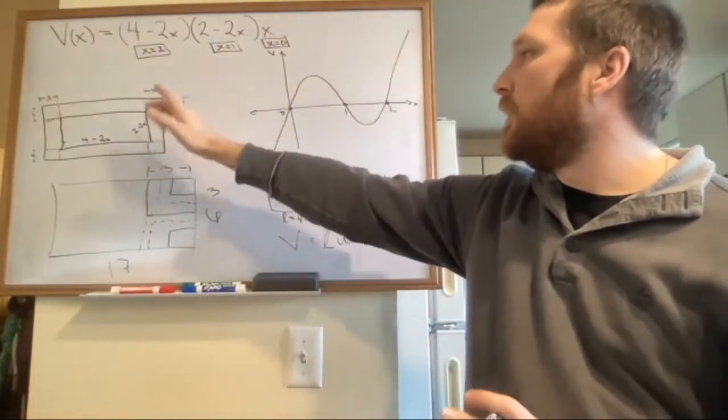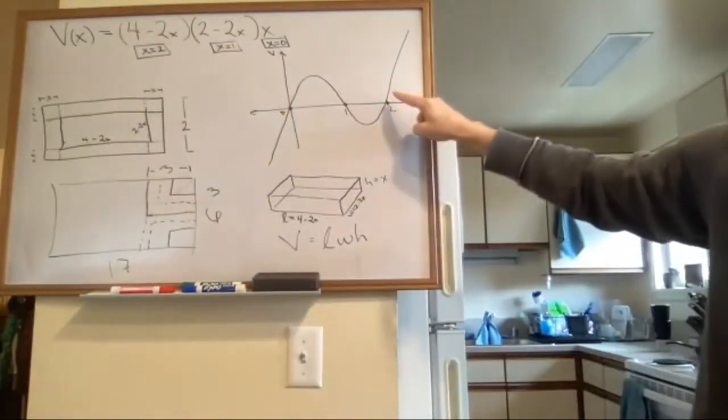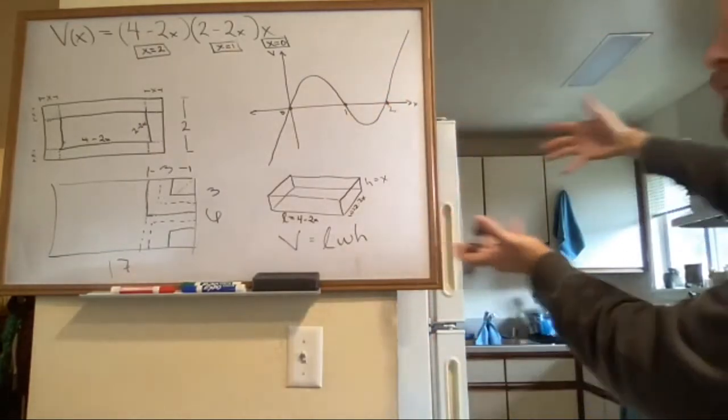And so you might look at this and say, well, the max volume that you could get, since this thing goes up forever, you could take like x equals 1,000,000.